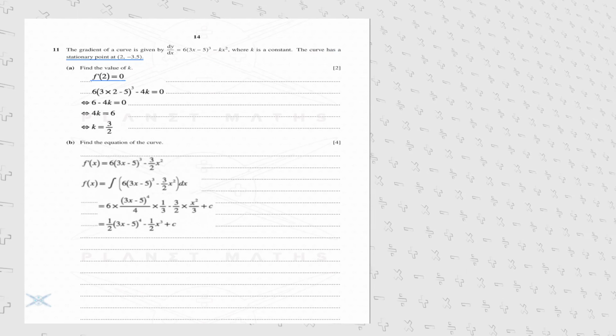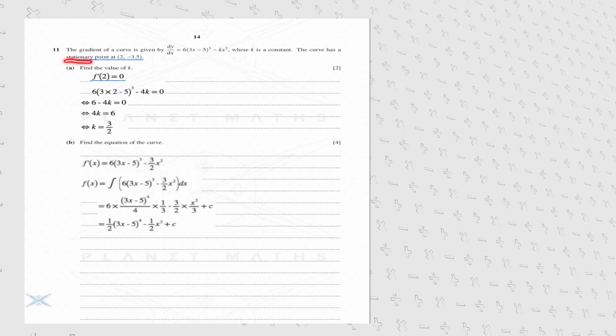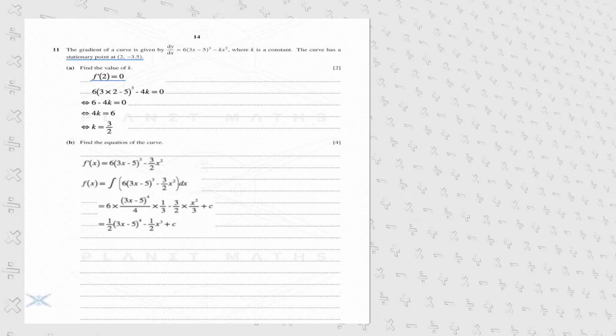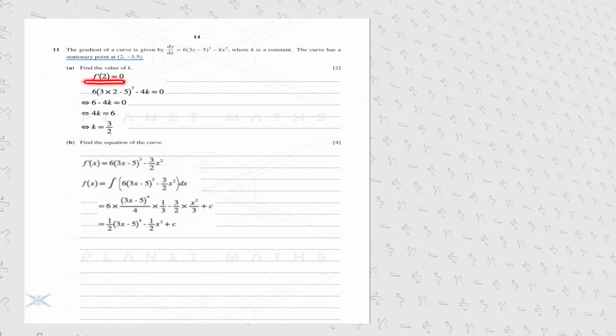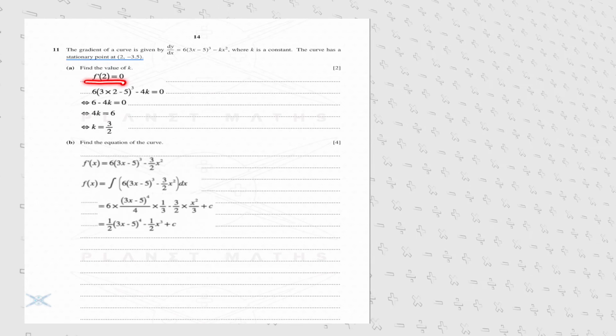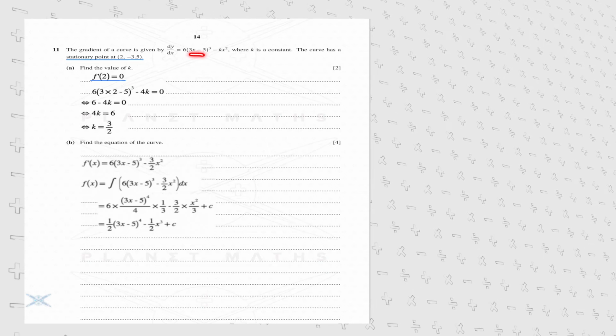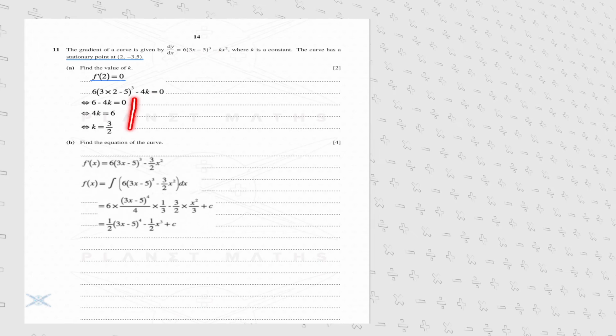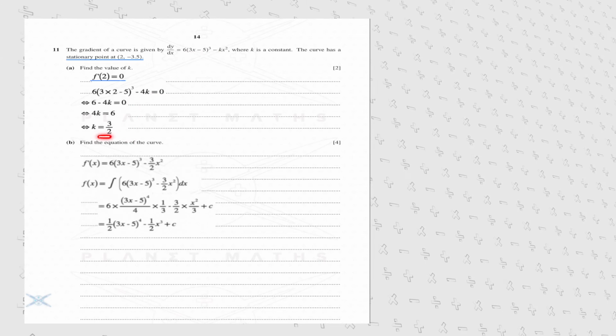For this we can make use of the following fact. It is stated that the stationary point is at coordinates (2, -3.5), which means that the first derivative of 2 equals 0. Therefore, we just substitute 2 for x and equate it with 0. Thereafter, we rearrange our equation for k and conclude that k has the value 3/2.